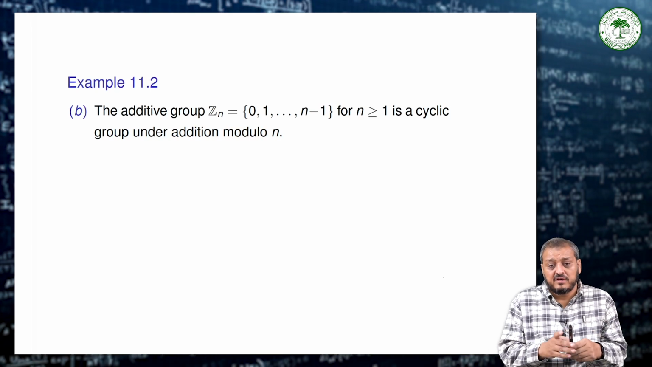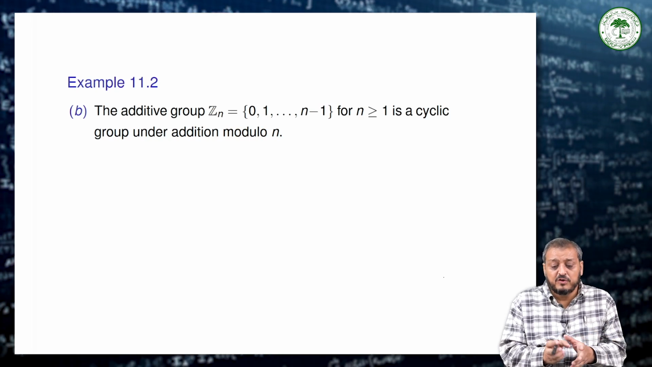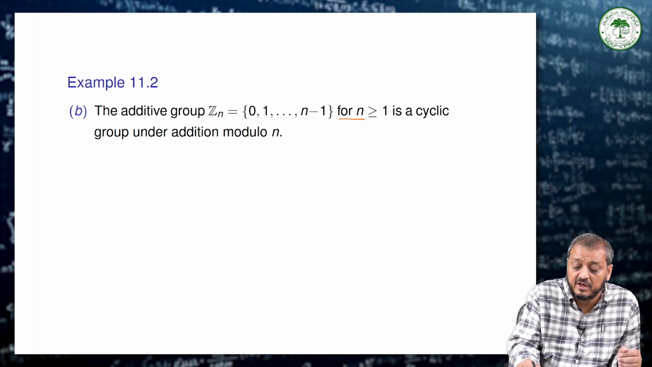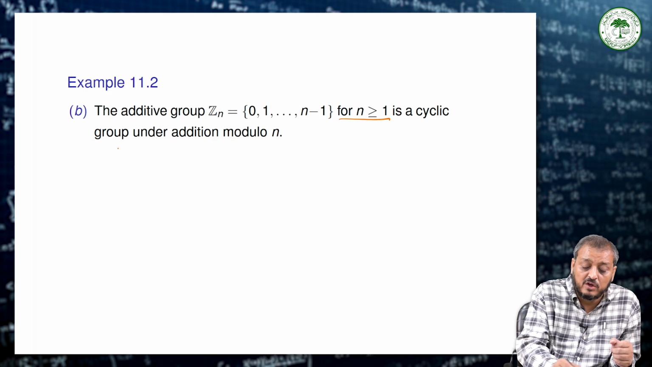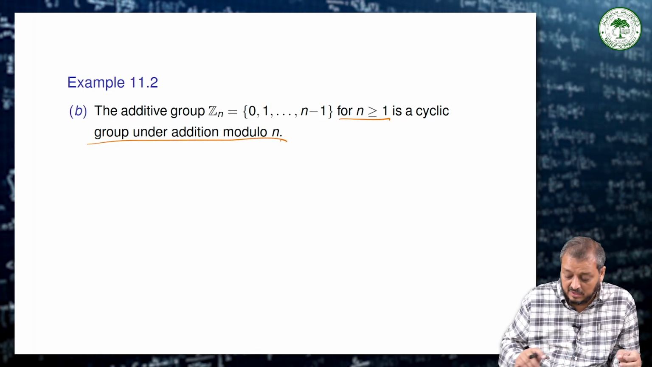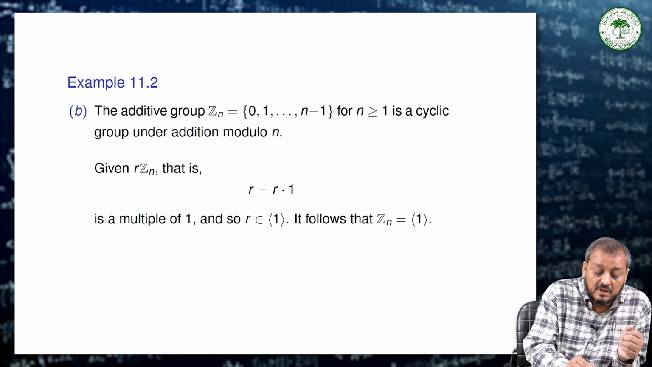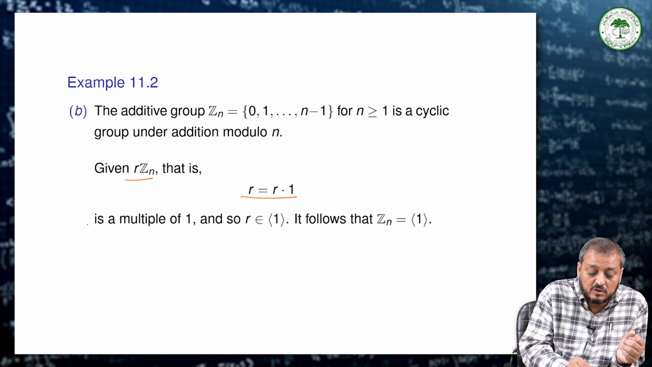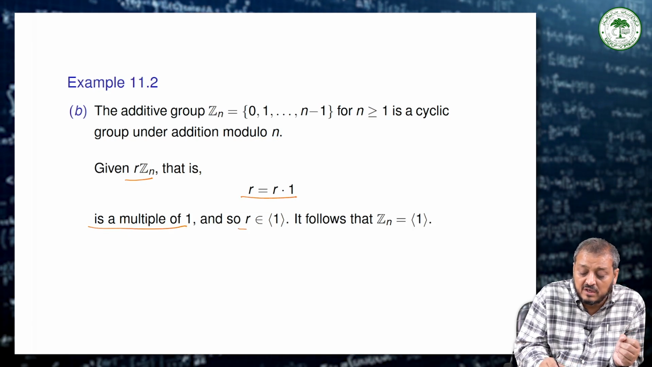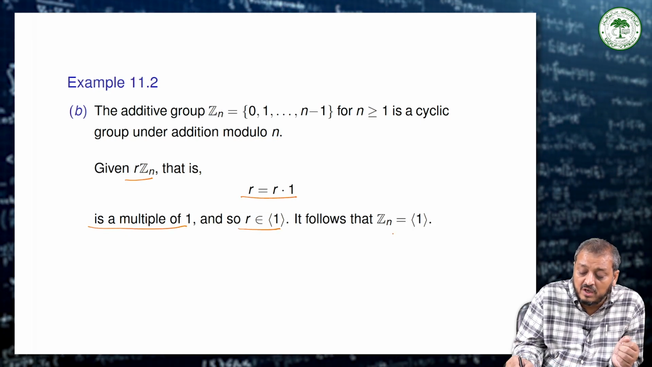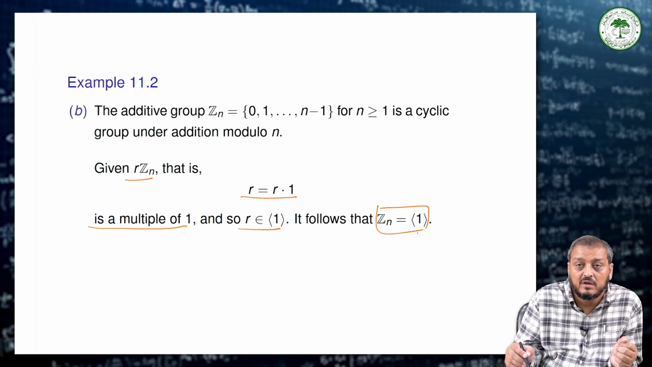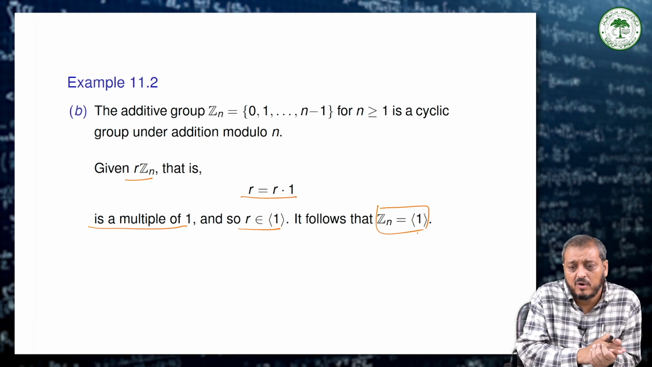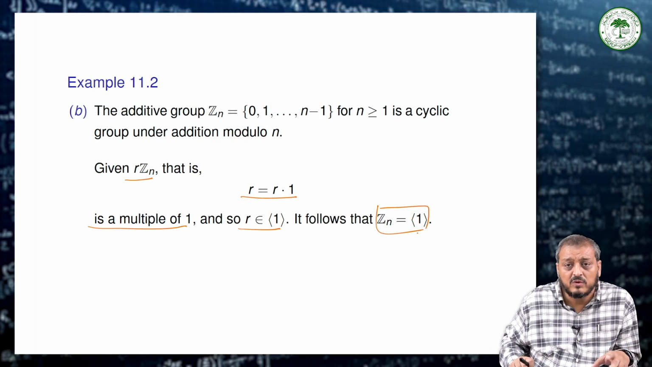Suppose we take Zn. So Zn is the set of elements 0, 1, up to n minus 1, for all n greater than or equal to 1, and is a cyclic group under addition modulo n. Now we have to find a generator. Given r in Zn, r can be written as r into 1, so it is a multiple of 1. So r belongs to the group generated by 1.